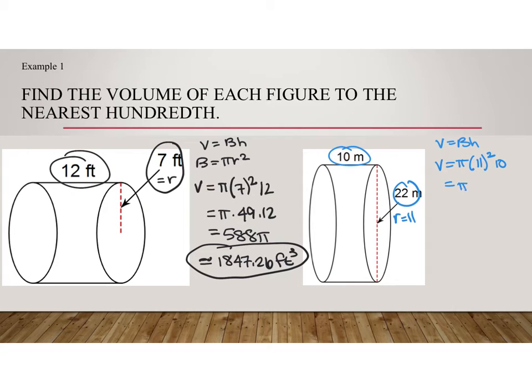When I simplify, I have pi times 11 squared is 121 times 10, which is going to give me 1,210 pi. And again, if I simplify that out with the numerical value of pi, that gives me 3,801.3 cubic meters.